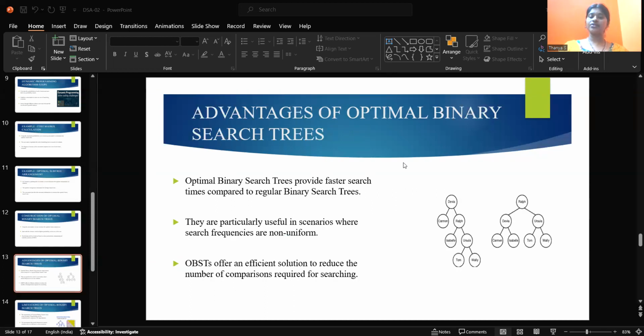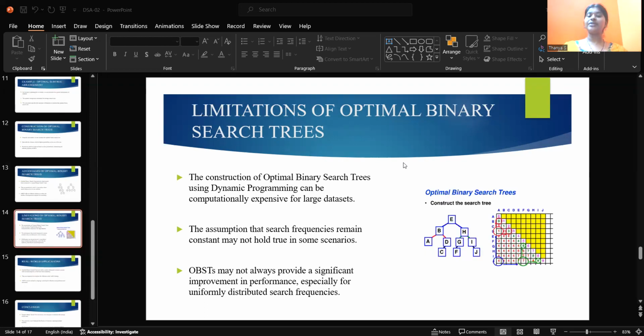The next is advantages of optimal binary search trees. Optimal binary search trees provide faster search times compared to regular binary search trees. They are particularly useful in scenarios where search frequencies are non-uniform. They offer an efficient solution to reduce the number of comparisons required when searching.